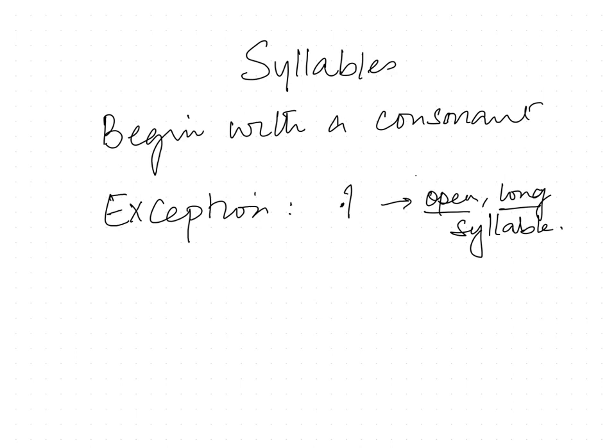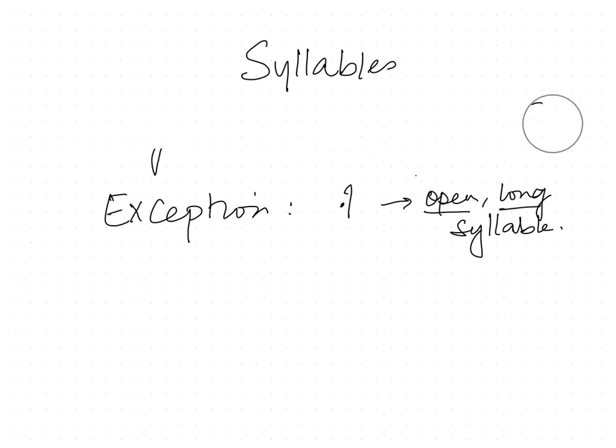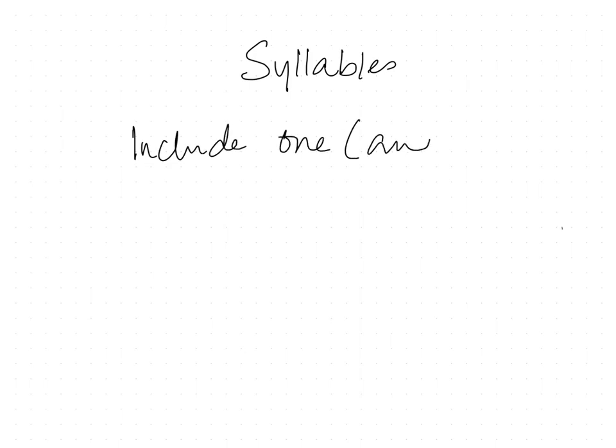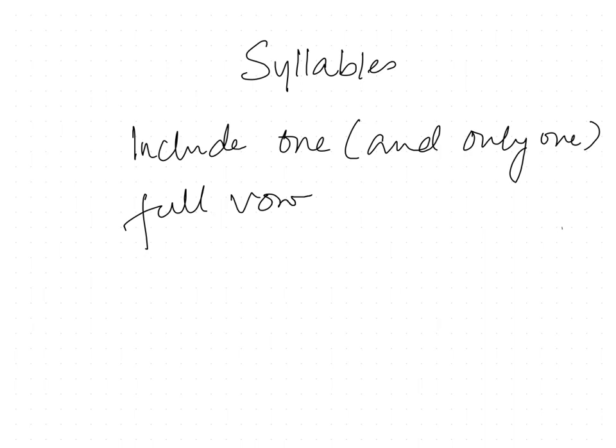The second rule is a Hebrew syllable must include one and only one full vowel. Please bear in mind, this is an important one. It should be a full vowel. So it can either be a long vowel or a short full vowel. It doesn't matter. It just has to be a full vowel.